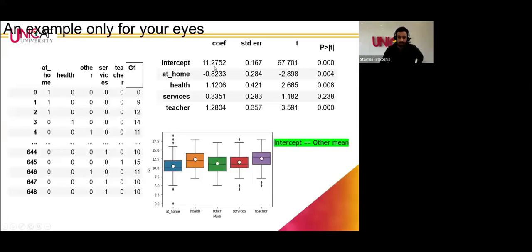Okay, so we run a model with this. We have 5 groups. Let's describe the data first. I have 5 types of mother's job here: at home, health, other services, and teacher. And I have the first semester grades of a school. And I want to know if the students' grades are significantly different depending on the job of their mother.